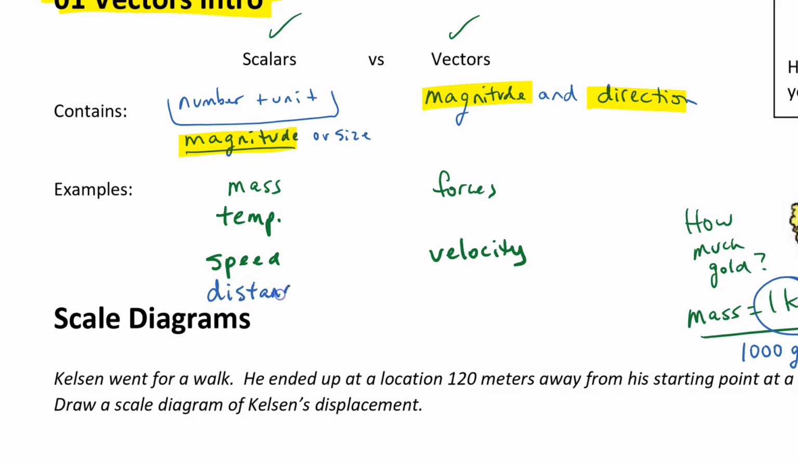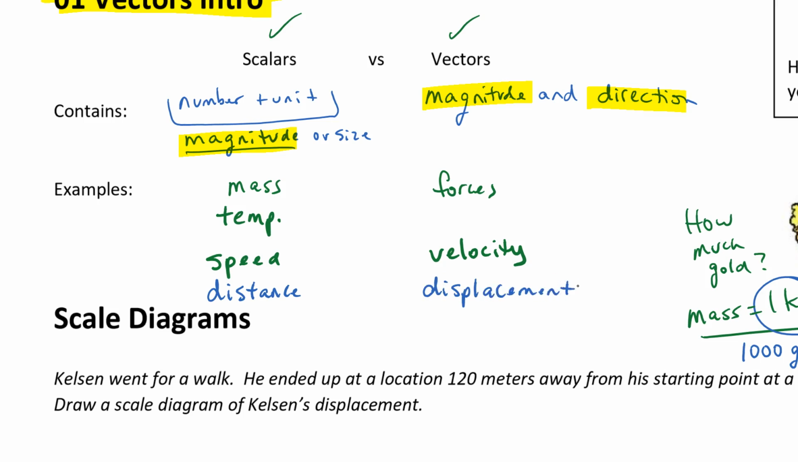Okay. What about distance? If I say I walked 5 kilometers today, that would probably be the distance. But if I said, hey, I need to get 5 kilometers from here, that would be the difference between where you started and where you ended, and that would be your displacement.